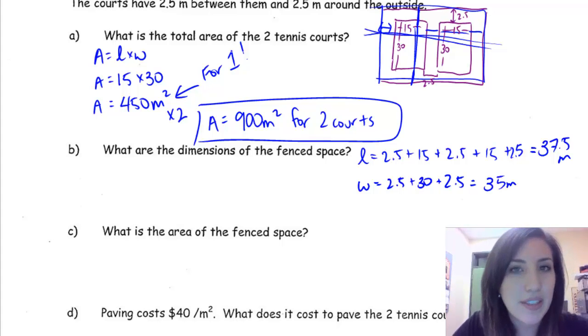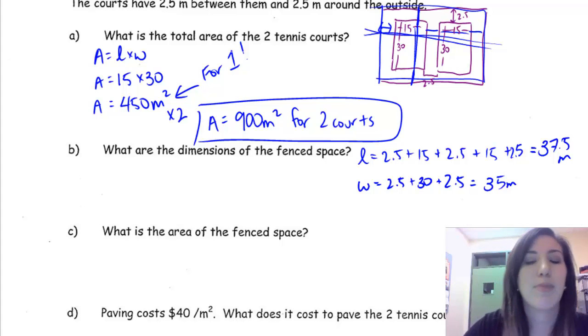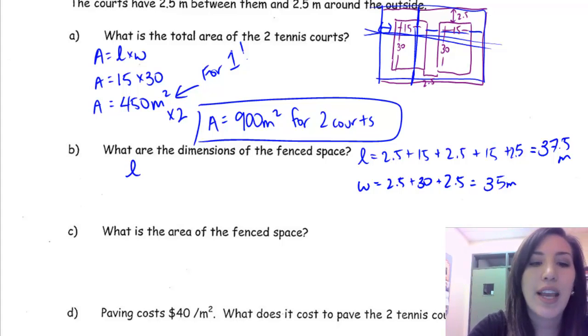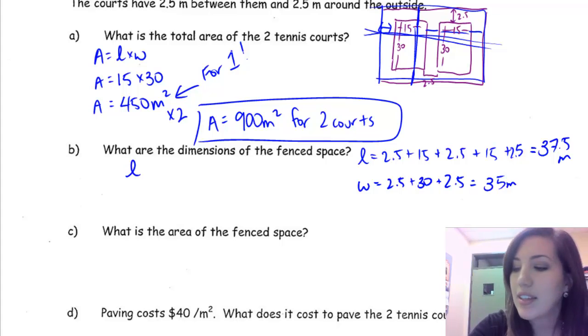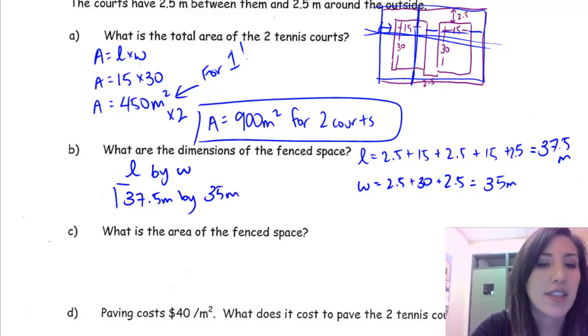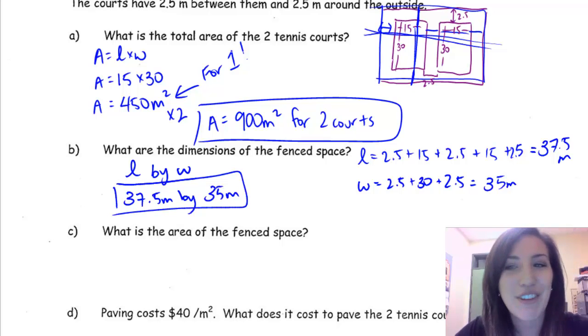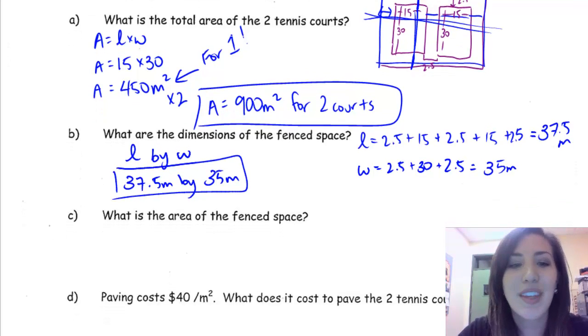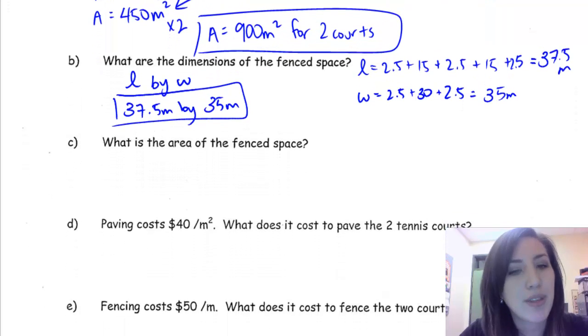So it says, what are the dimensions of the fence space? We want to know length by width. So we can say 37.5 meters by 35 meters. That's the dimensions of our fence. All right, you keep looking at your image. I'm going to scroll up.